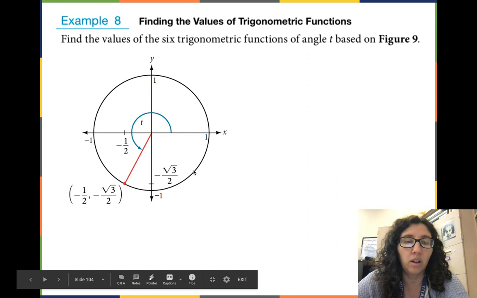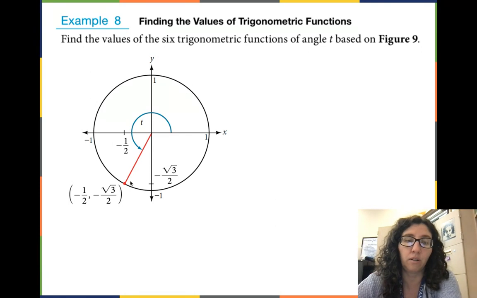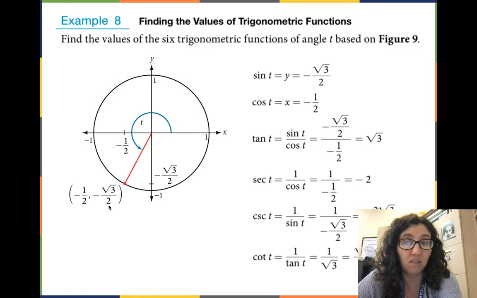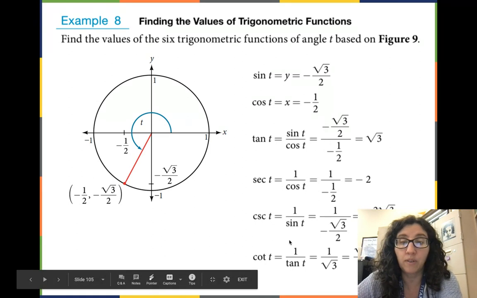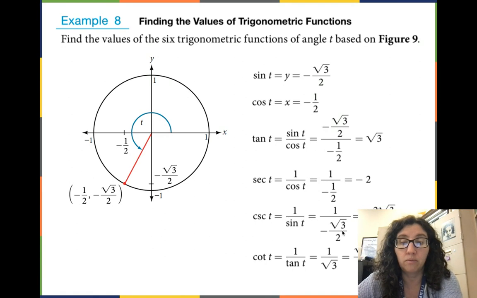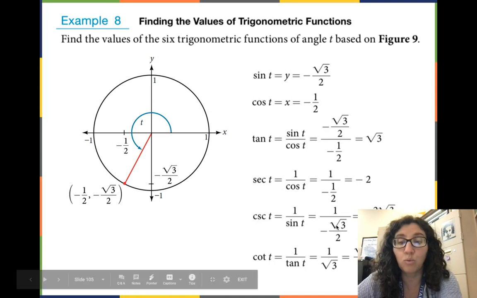Find the values of the 6 trig functions based on this figure. So you're noticing these are all kind of the same question asked in different ways. Okay, well, here we are. We know the x and y values. So we know cosine and sine. Sine is negative square root of 3 over 2. Cosine is negative 1/2. Once we know those, we use the fundamental trig identities to find these ratios, simplify things, rationalize denominators, right, to get these different values.